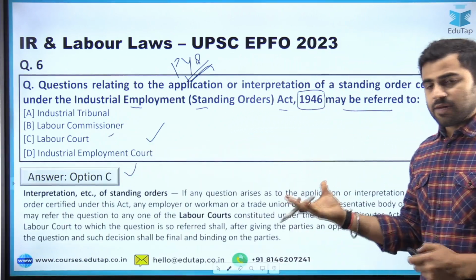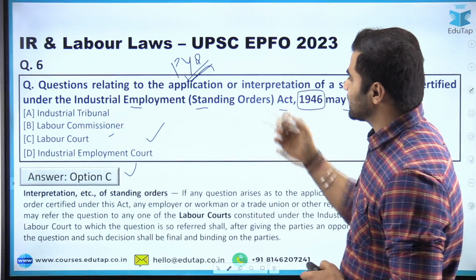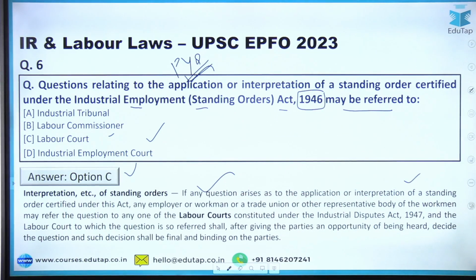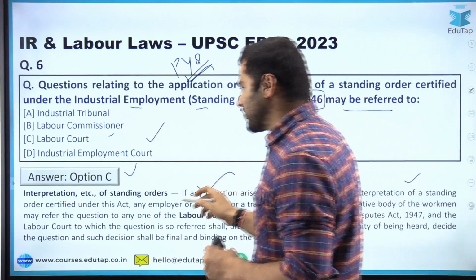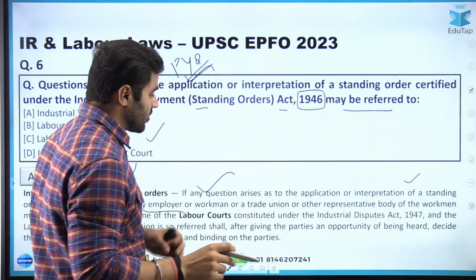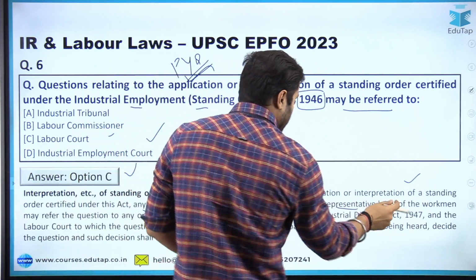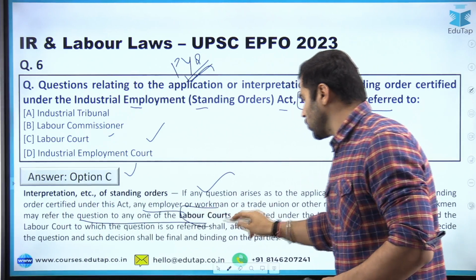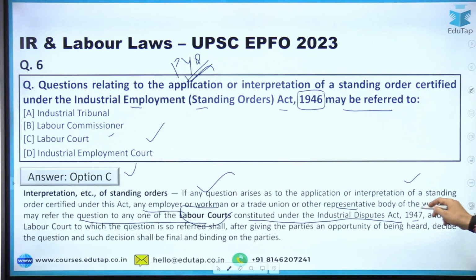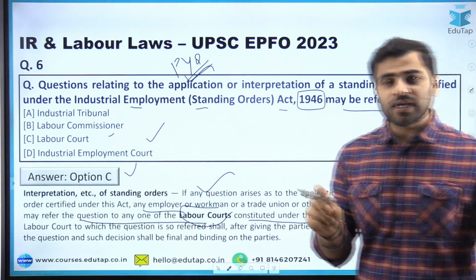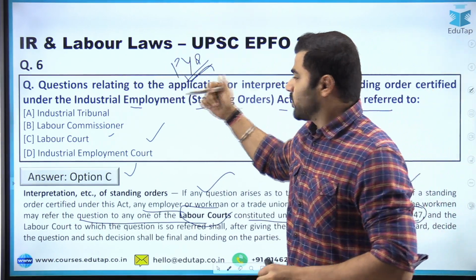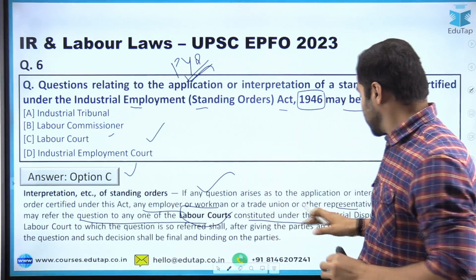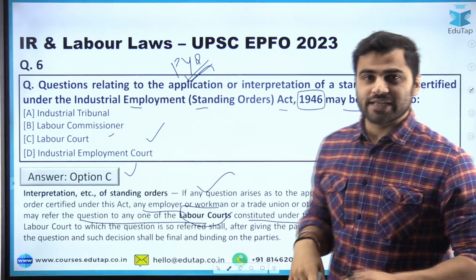Right? So if you read the provisions under the Industrial Employment Standing Orders Act, there you can read, if any question arises as to the application or interpretation of a standing order certified under this act, any employer of workmen or a trade union or other representative body of the workmen may refer the question to any one of the labor courts constituted under the Industrial Disputes Act 1947, right? Which means labor courts are not constituted under the Industrial Employment Standing Orders Act. Rather it is the same labor court which is constituted under the Industrial Disputes Act 1947.